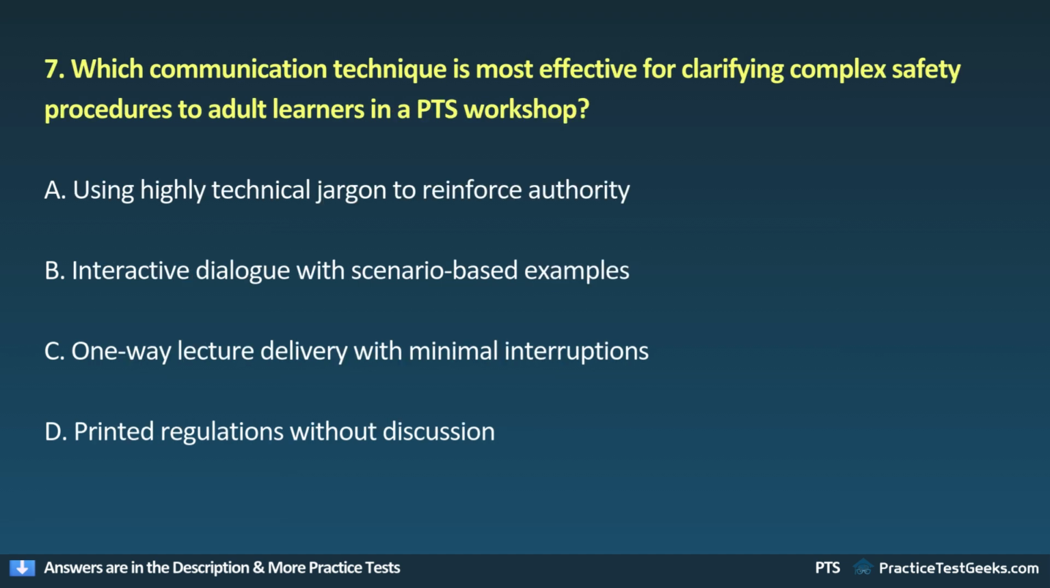7. Which communication technique is most effective for clarifying complex safety procedures to adult learners in a PTS workshop? A. Using highly technical jargon to reinforce authority. B. Interactive dialogue with scenario-based examples. C. One-way lecture delivery with minimal interruptions. D. Printed regulations without discussion.